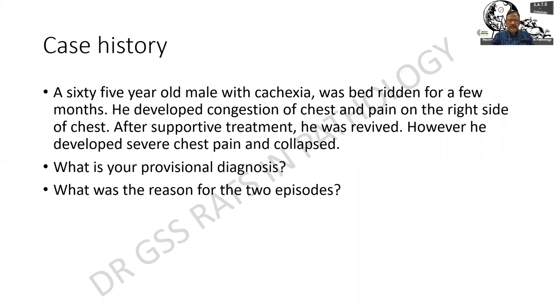We shall start with the case history. A 65-year-old male with cachexia was bedridden for a few months. He developed congestion of the chest and pain on the right side of the chest. Follow me, right side of the chest. After supportive treatment, he was revived. However, he developed severe chest pain and collapsed.